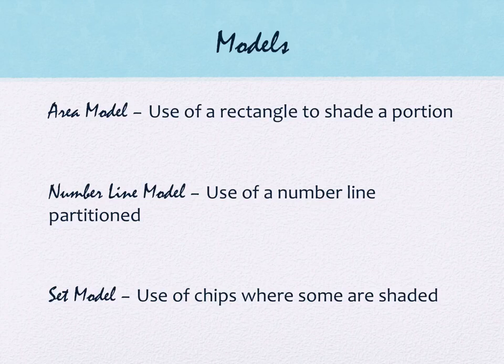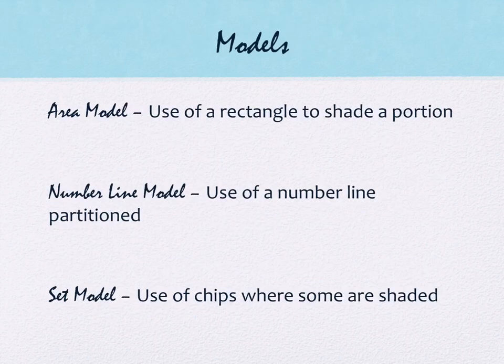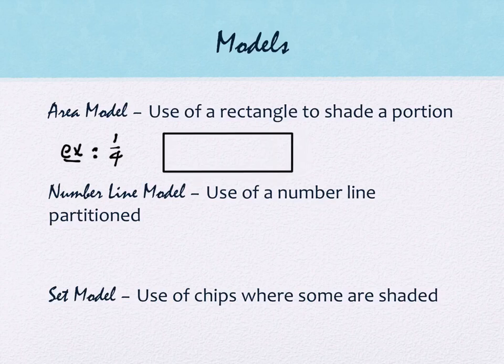There are 3 different models, and we've seen 2 of them over here. One model that we saw is called the area model. And it's the use of a rectangle, although you can use a circle and other things too, but rectangles are pretty common, to shade a portion of the rectangle. So we're going to do the example with 1/4. If you're going to do an area model for the fraction 1/4, you're going to draw a rectangle. Again, it could be a circle or something else too. The rectangles are pretty common.